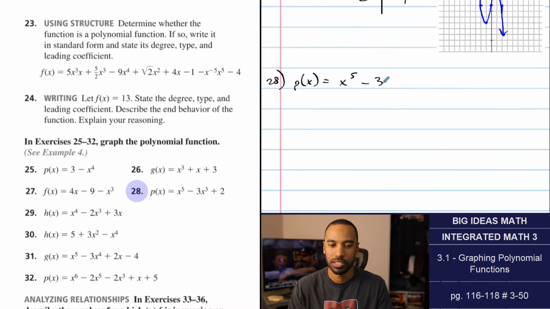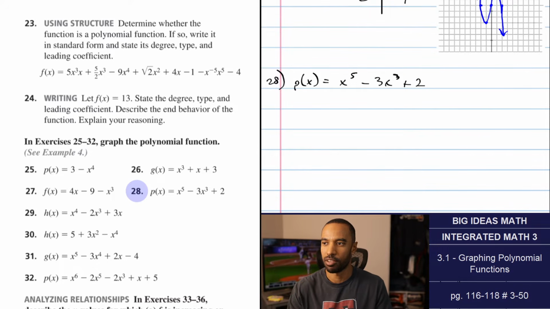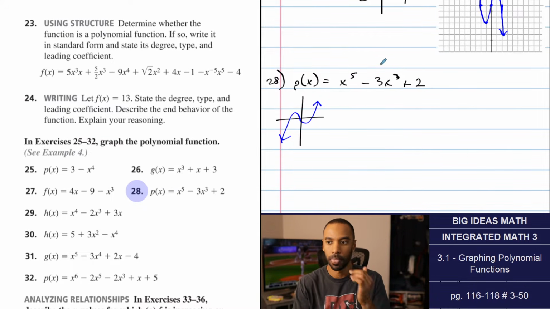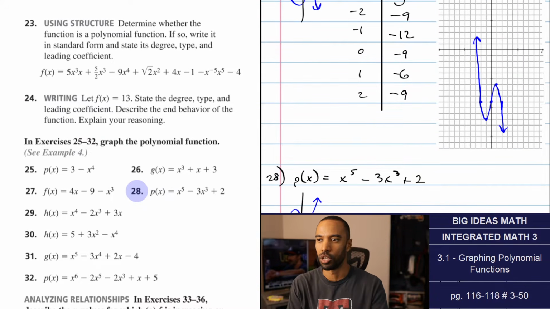All right, x to the fifth minus 3x cubed plus 2 for this p of x function. It's in standard form. We have a positive odd degree polynomial. We might see something along the lines here. There might be more terms than that. I'm not sure. It's possible. But let's go ahead and go for the table.